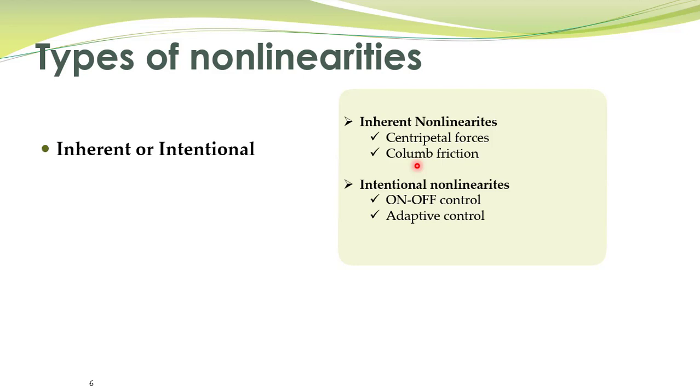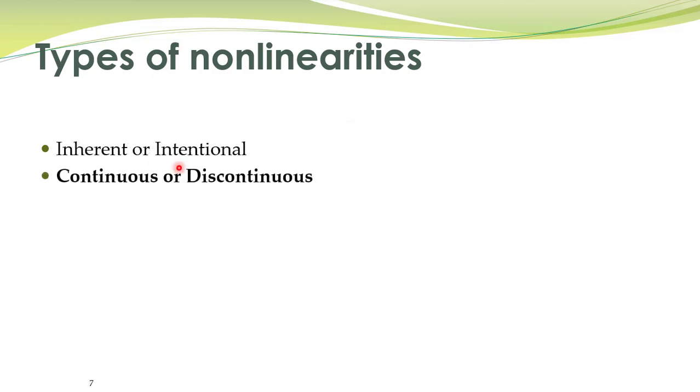There are other nonlinearities which are intentionally added to control systems. For example, this on-off controller, we have already talked about it, is a nonlinearity which is sometimes intentionally added to control systems. And adaptive control is another example of a nonlinearity which is intentionally added to control systems. So nonlinearities can be classified as either inherent nonlinearities or intentional nonlinearities.